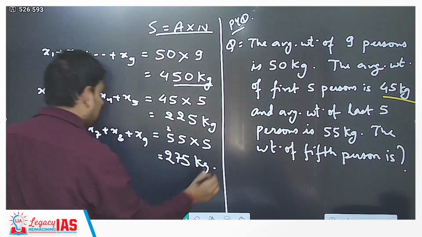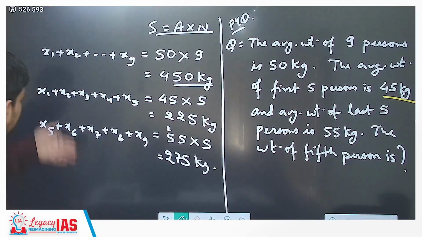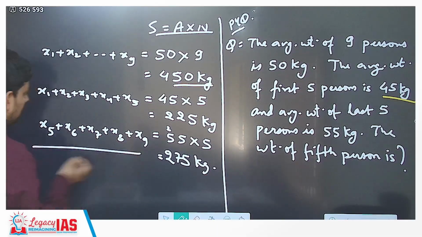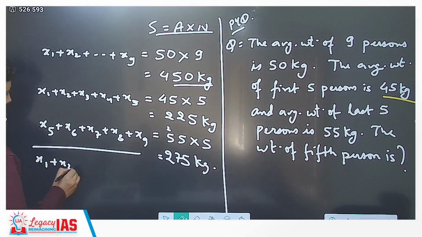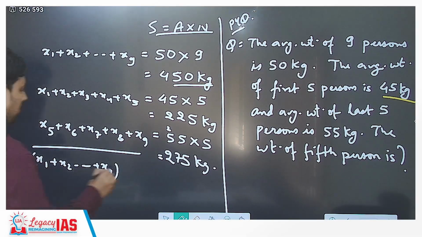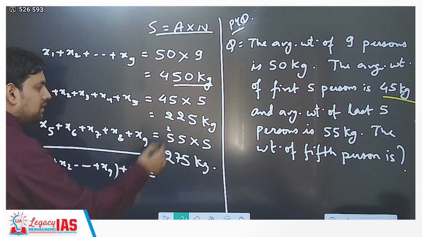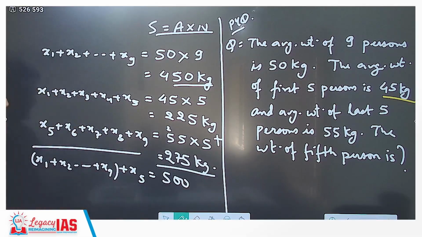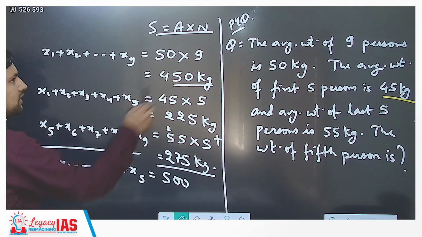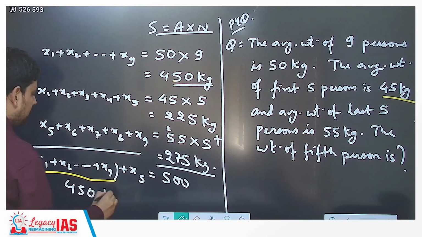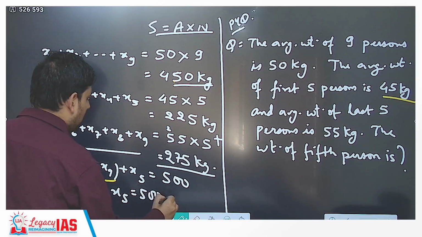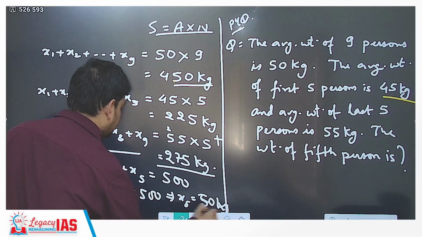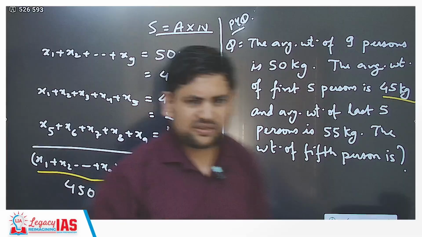275 kg. Now, you understand, if I add them both, I will get x5 twice. So you will get x1, x2, the sum till x9 plus x5, which will be repeated twice, when I add them both. So 225 plus 275 gives me 500. Now, this value you have already calculated. This is 450. So 450 plus x5 is equal to 500, or x5 is equal to 50 kg. This way you can find it.